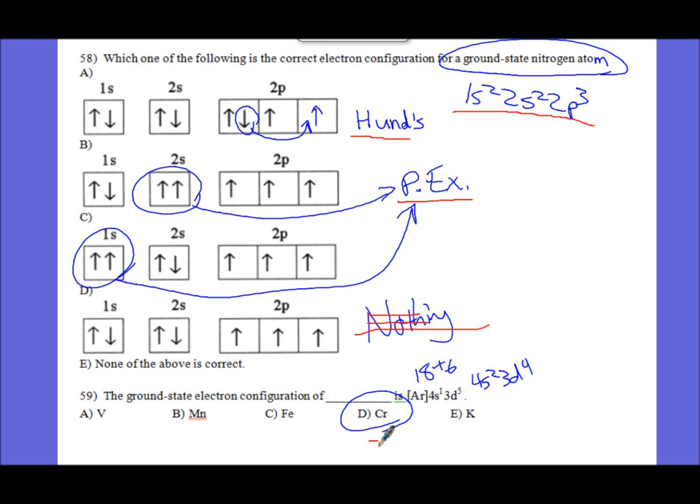Chromium has 24 electrons. Normally, we would have written it like this, 4s2, 3d4. But the actual configuration where they shift is this one here. You don't have to know these exceptions to the configurations, but you could easily figure out what element it is just by counting the electrons, to be honest with you.